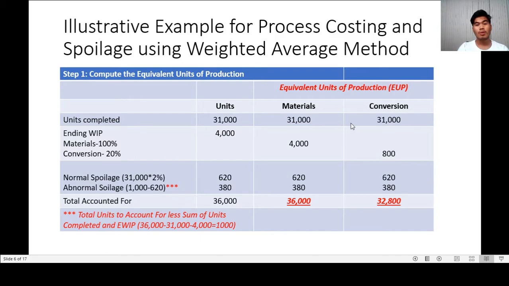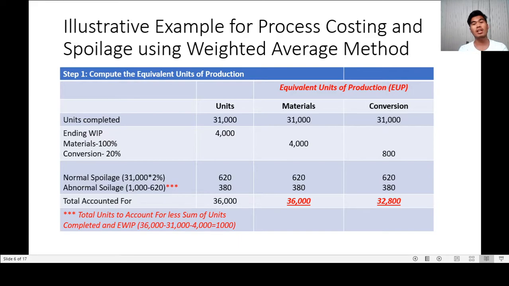units. So, kukunin natin yung percentage naman doon sa materials. So, yung 620, di ba sabi na 100% na siya. So, dapat i-allocate mo na lahat yung spoilage sa materials at sa conversion. So, 620 for materials, 620 also for conversion, 380 for materials, and 380 for conversion.